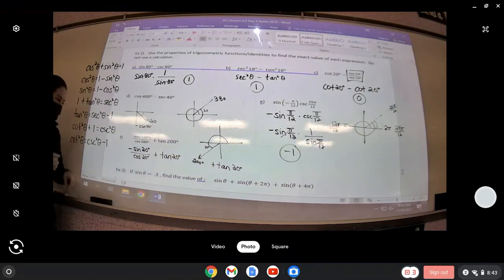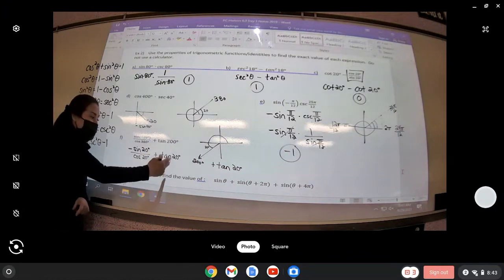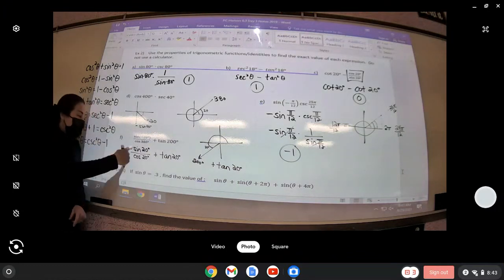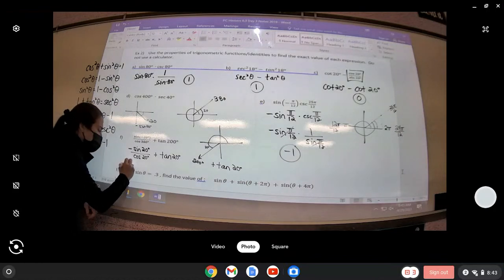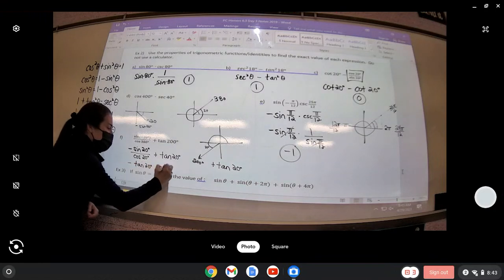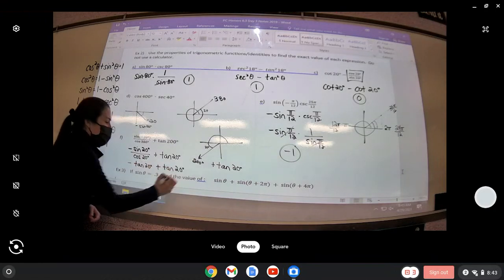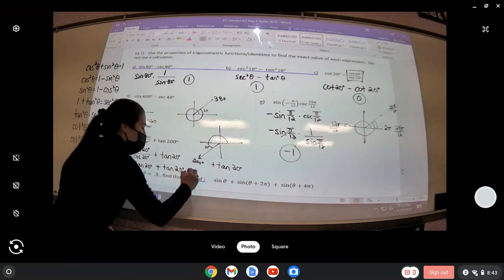And now you have two options. I can rewrite tangent in terms of sine and cosine, sine 20 over cosine 20, or you can rewrite sine over cosine as tangent. So really, this is the opposite of tangent 20 degrees plus the tangent of 20 degrees. What do they add up to? Nothing. They cancel, so it's 0.